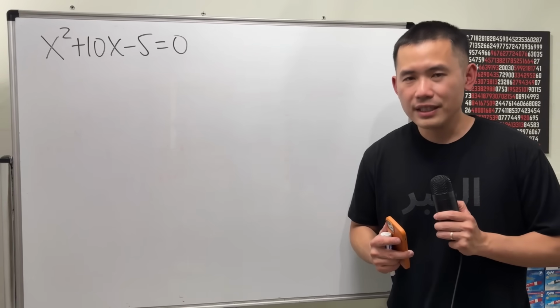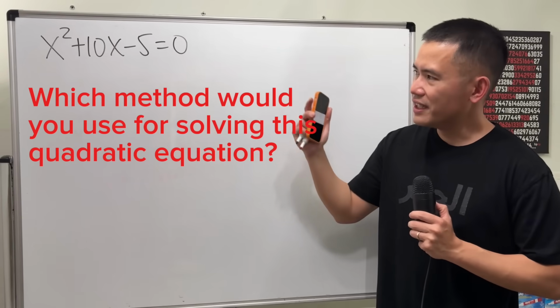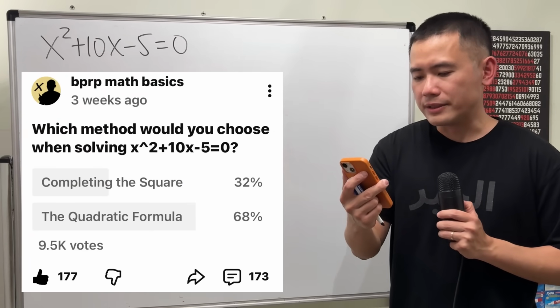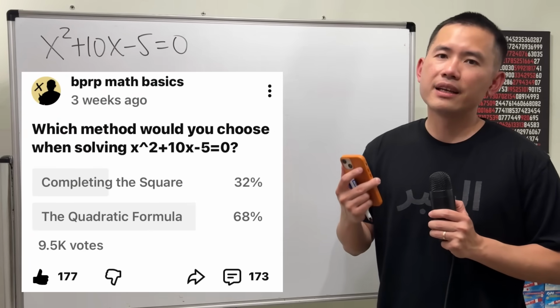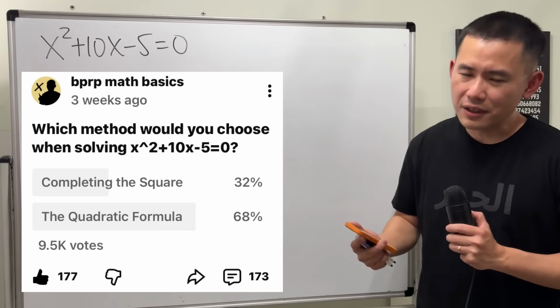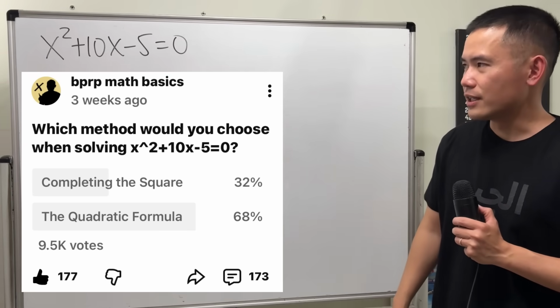So last time I asked you guys, which method would you use for solving this quadratic equation? Among the 9,500 people who voted, about 68% of you said the quadratic formula. Only 32%, which is less than 1/3, said the completing a square method.